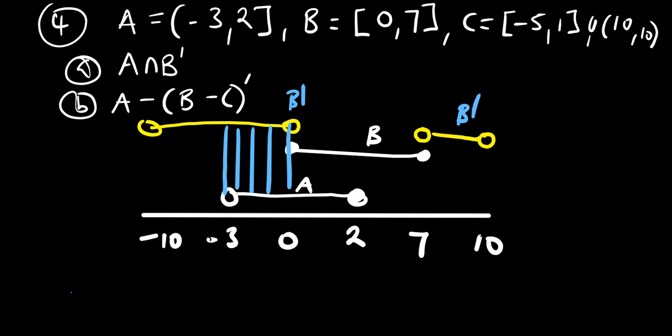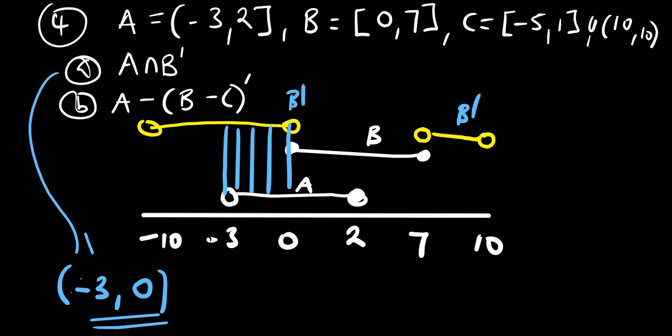You're able to see that you are moving from -3 to 0. Now, is -3 found in both sets? It is not found in A, so we are going to open here. Is 0 found in both A and B complement? 0 is not found in B complement, but it's found in A, so we are going to open as well. So this will be the solution for A intersection B complement.